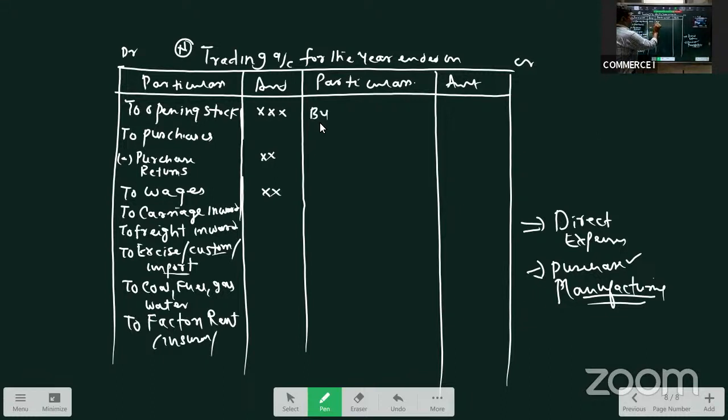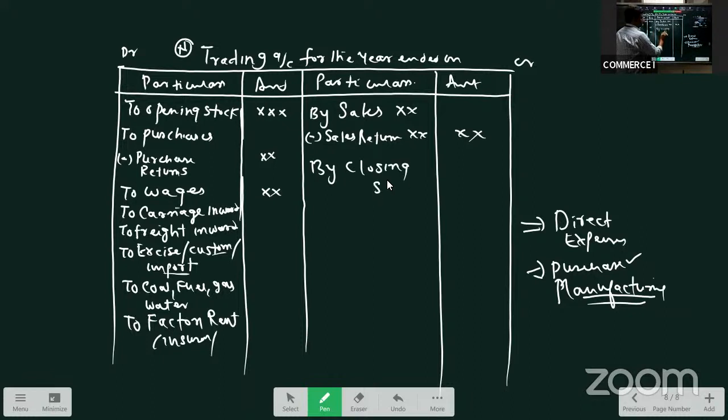What do we take on the credit side? Very simple. On the credit side, we take sales, and from sales, we deduct sales returns, and we take net sales. Then we take closing stock of goods. Right? This is the format of a trading account. Okay, this is the format of a trading account.